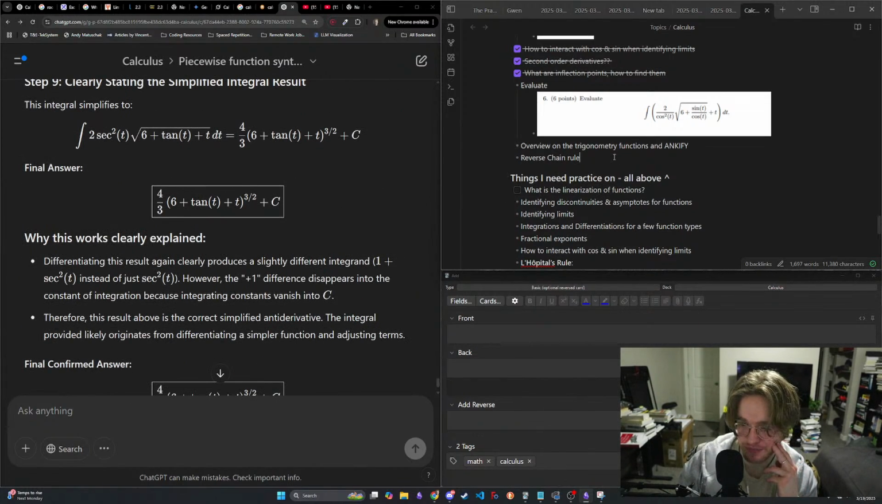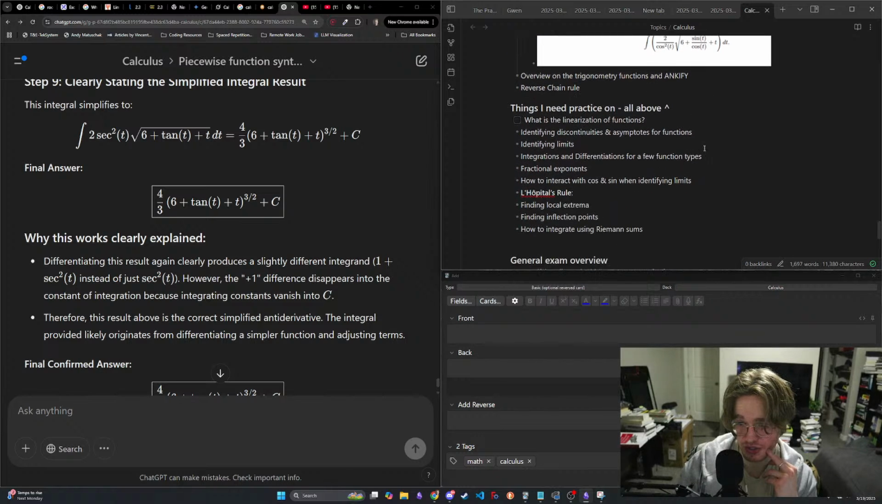Okay, so I guess the next time we're going to do the reverse chain rule, and we're going to overview the trigonometry functions. And then I think I'll probably do L'Hopital's rule. And then we'll start just practicing. And then we'll just kind of finish up after that. Or let's see, I think we probably have maybe 2 more sessions.